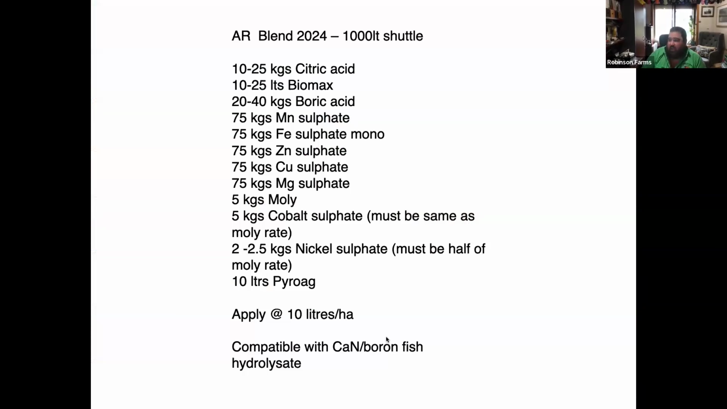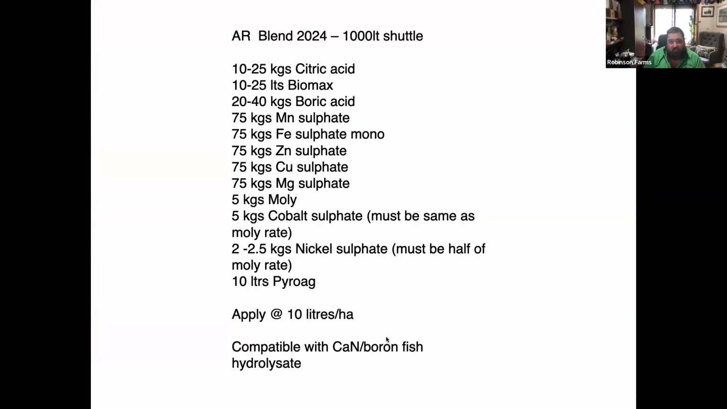So this is what our AR24 blend looks like. We're using citric acid, and the biomax is a fulvic acid. So we're using citric acid and fulvic acid to chelate everything, and that also helps with compatibility. Not everything is compatible, some things aren't and some things are, but it helps with compatibility.